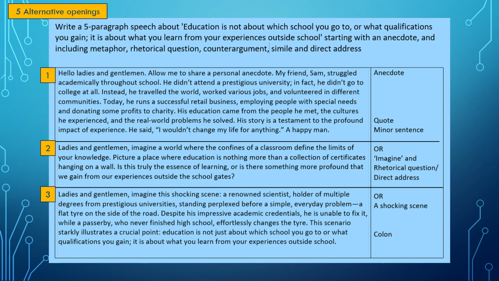The task is: write a 5-paragraph speech. Education is not about which school you go to or what qualifications you gain. It's about what you learn from your experiences outside school. And I've asked ChatGPT to help me construct this, starting with an anecdote and including a metaphor, rhetorical question, counter-argument, simile and direct address. And I've then gone on to ask it to start with a rhetorical question, a shocking scene, or a controversial statement.